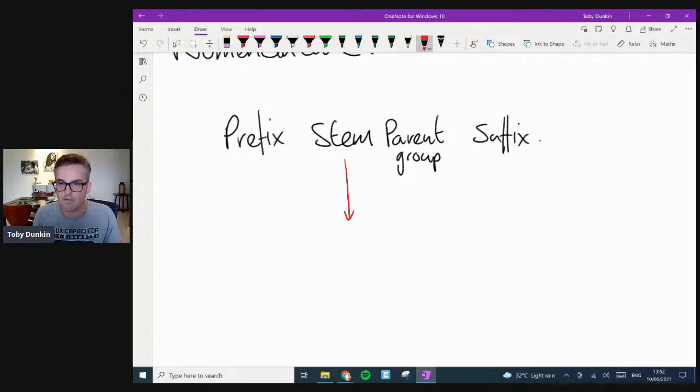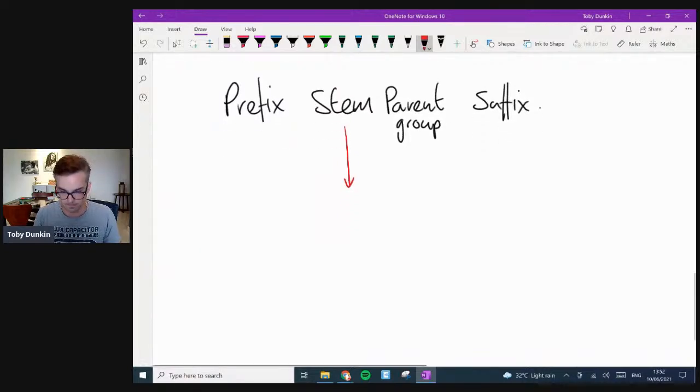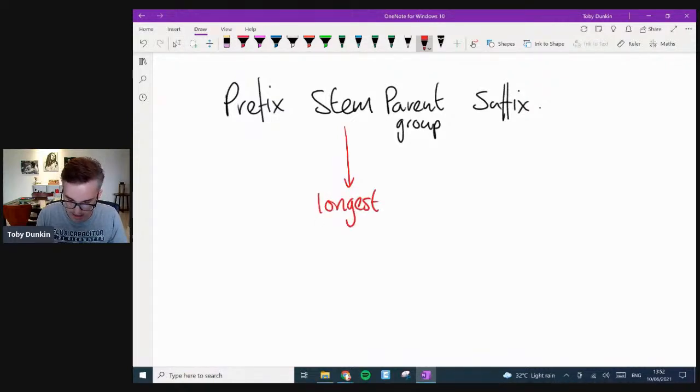Can we have the skeletal formula on an exam? No, not at GCSE. It would only be at A-level. So the stem is your longest chain. Longest carbon chain.